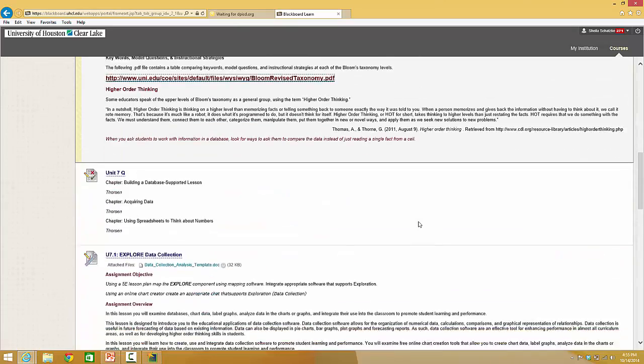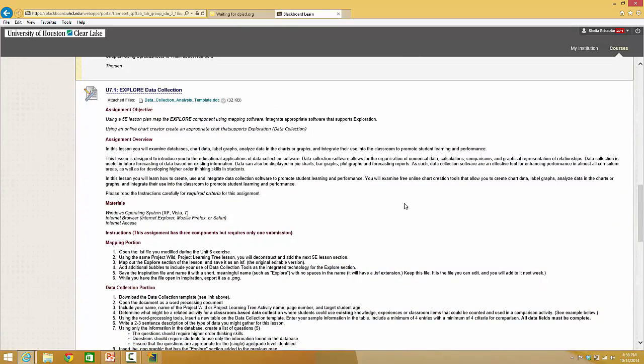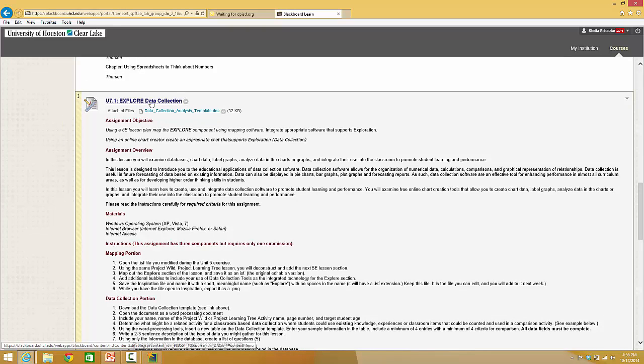Okay, so what you're going to be doing with Unit 7 is you are going to just collect data. Now, the way that you're going to do this is you're going to think of questions that you would ask that would go with your lesson where you could compare the data and put it in a graph. So the first thing you need to do is download this template.